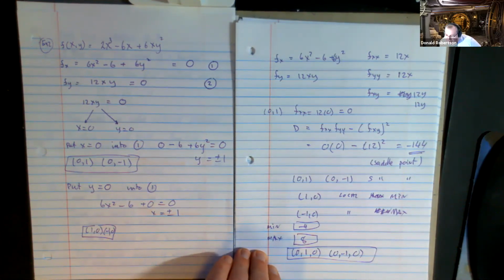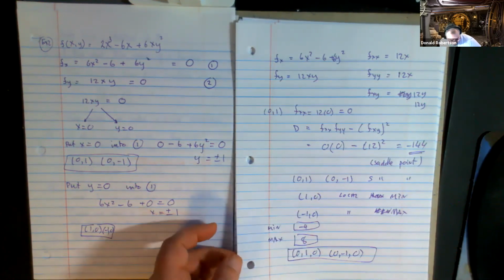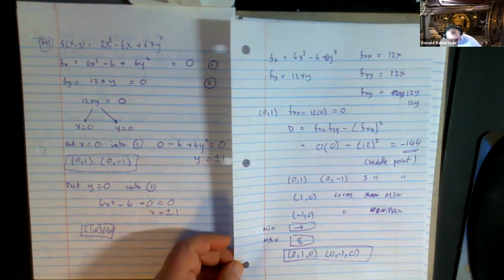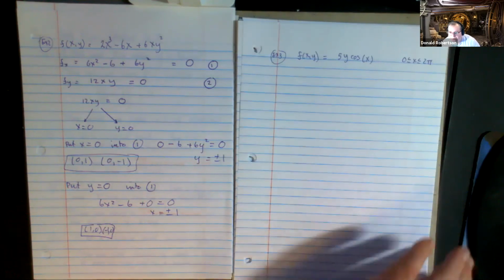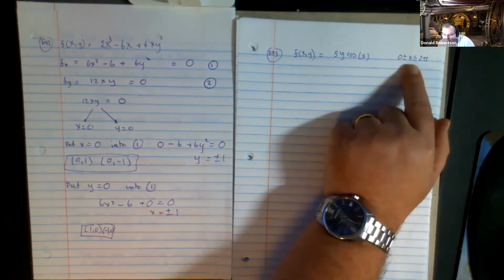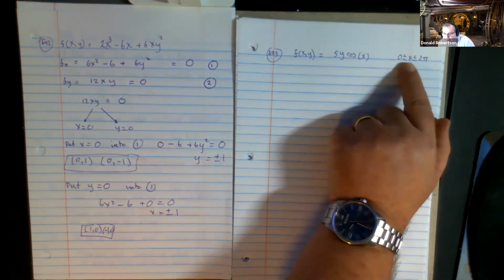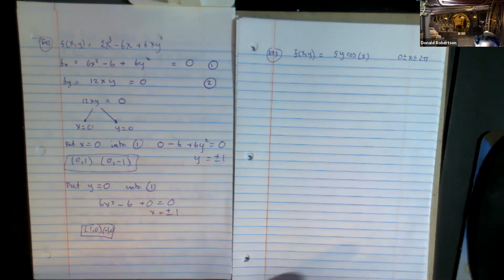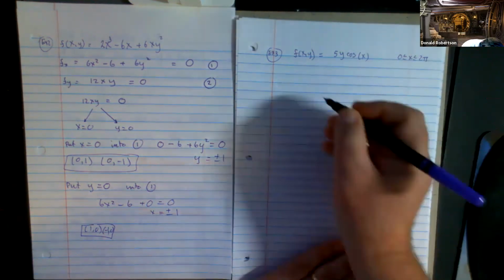Are we good with that one? It's really a case of filling in the dots. So I'm trying to do the process here rather than doing the entire question. All right, here's one with trig. A little different with trig. Very often you're given constraints to put on the x and or the y. In this case, the x can only take values from 0 to 2 pi.